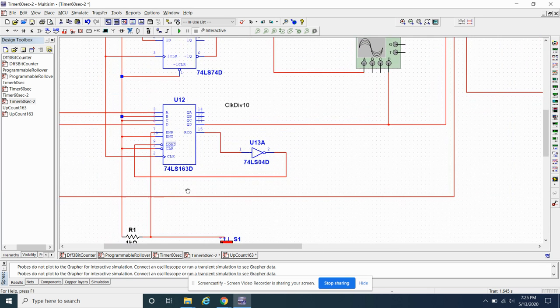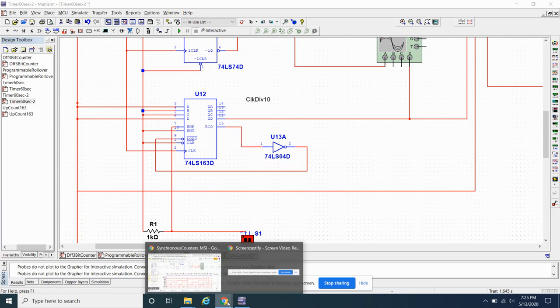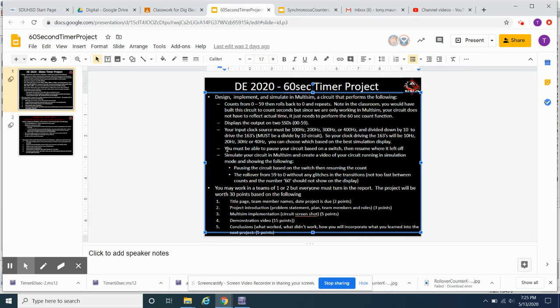Then the other thing was, how do we stop this thing, right? One of the other requirements was that you must be able to pause your circuit based on a switch, then resume it where it left off.